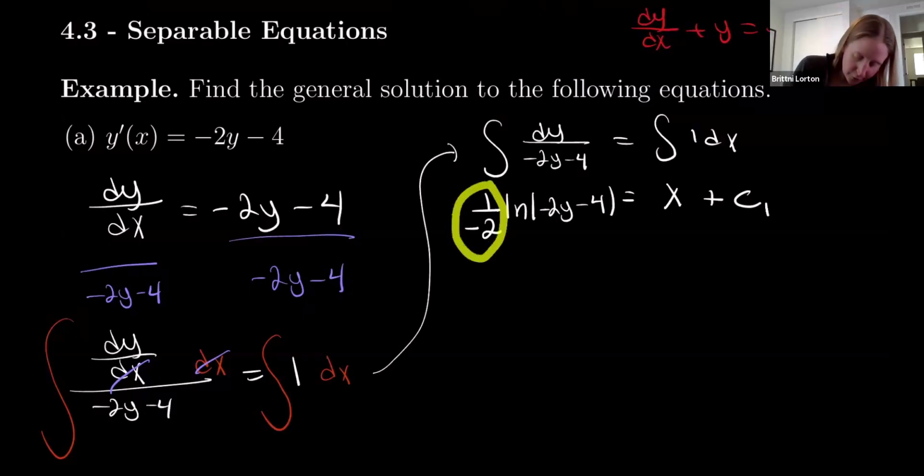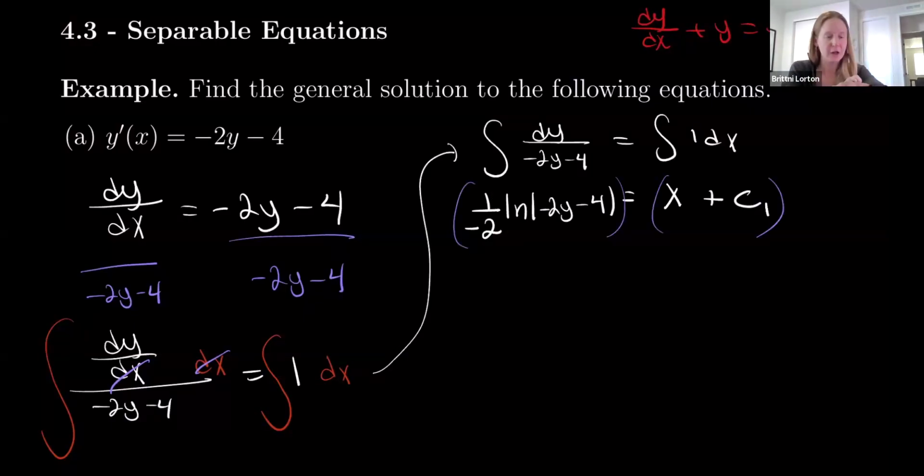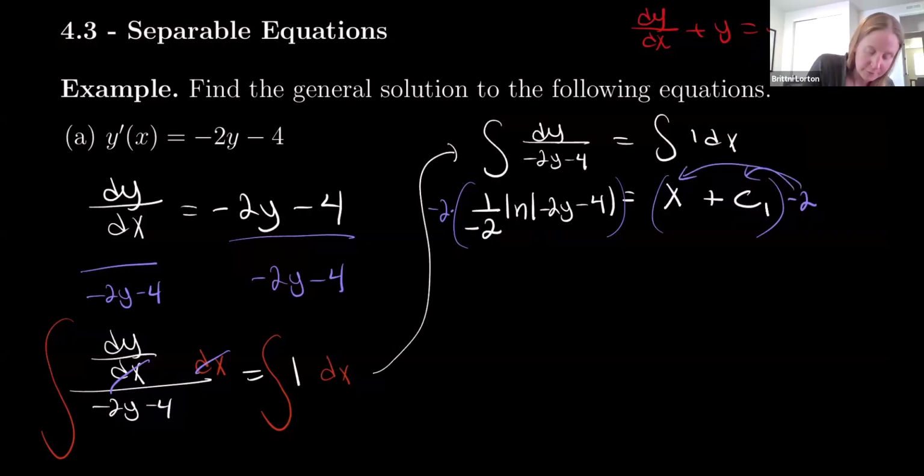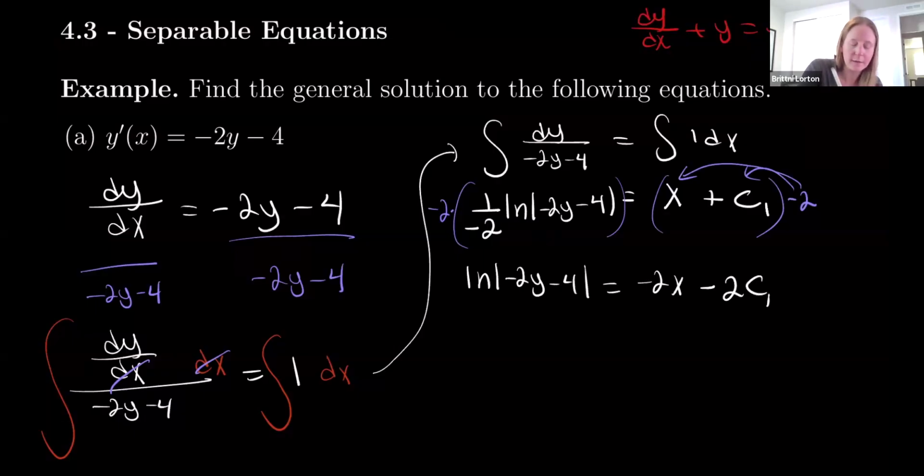So I'm going to multiply both sides by negative 2, and I'm going to write that down. And I know you don't always write that down, and you certainly don't have to always write it down, but I'm going to show you why it's helpful, because you are going to distribute. So this is going to become an ln of negative 2y minus 4 equals negative 2x minus 2 times c1, but c1 was just a constant. So 2 times a constant is just a different constant. So I called it c2.